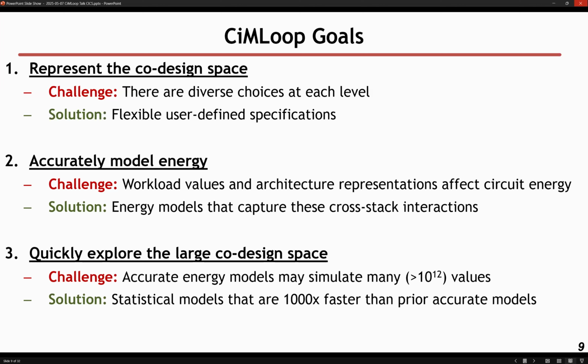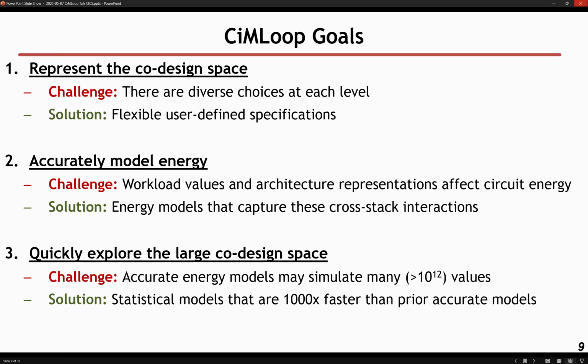Finally, we'd like to quickly explore the large co-design space. Problem is, deep neural networks are big, and in order to accurately model the energy, some prior works have modeled many different values moving through the DNN. We're talking millions, billions, trillions, and this is slow. So as a solution, we'll use statistical energy models that are more than 1,000 times faster than prior accurate models.